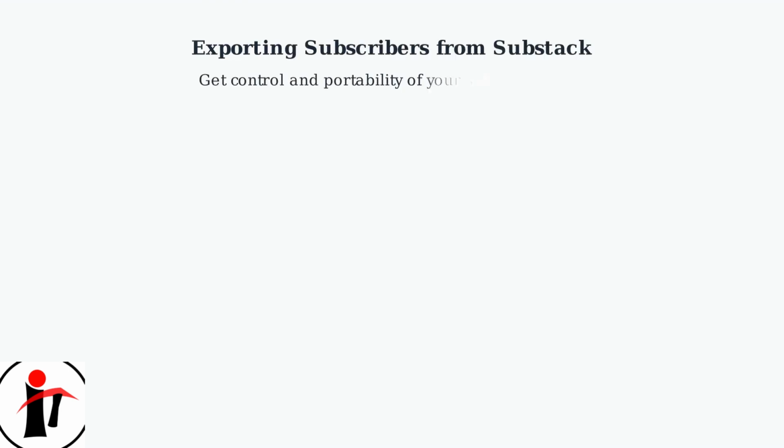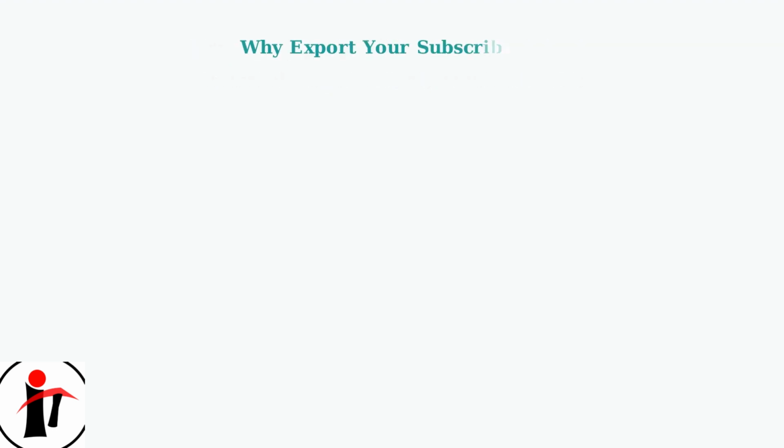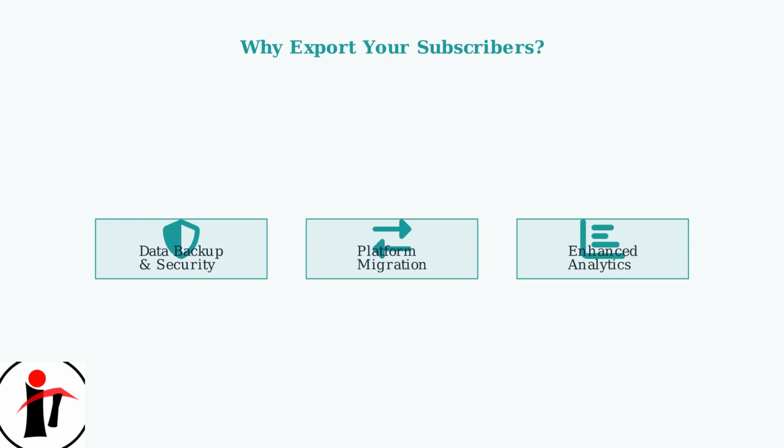Substack allows you to export your subscriber data as a CSV file, giving you complete control and portability over your audience information. There are several important reasons to export your subscriber data: creating secure backups, migrating to other platforms like ConvertKit or MailChimp, and enhancing your analytics capabilities.